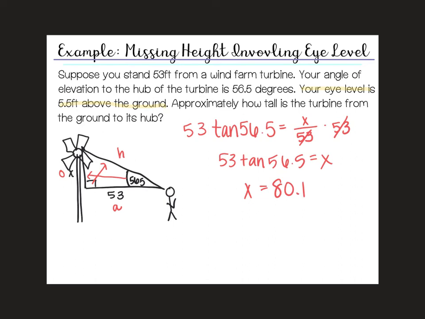And if you really think about it, what you just found is this height right here. But it says, how tall is the turbine from the ground to its hub? So you really want the entire height. And the part we're missing right here is the height of this person's eye level, which in the original problem said is 5.5 feet above the ground. So here I have a height of 80.1. Here I have a height of 5.5. And if I add those together, I'm going to get the total height, which is 85.6 feet.